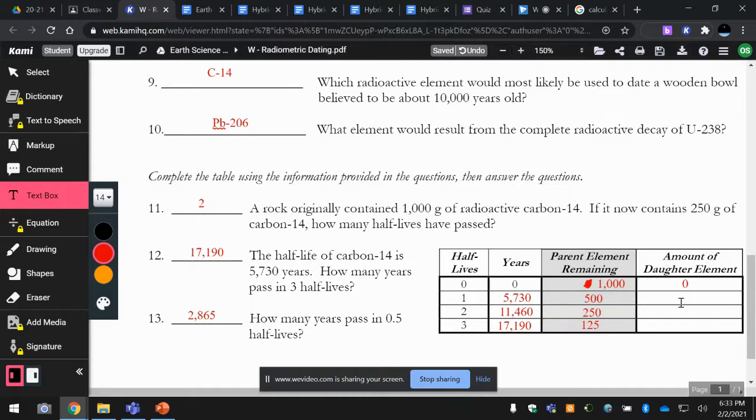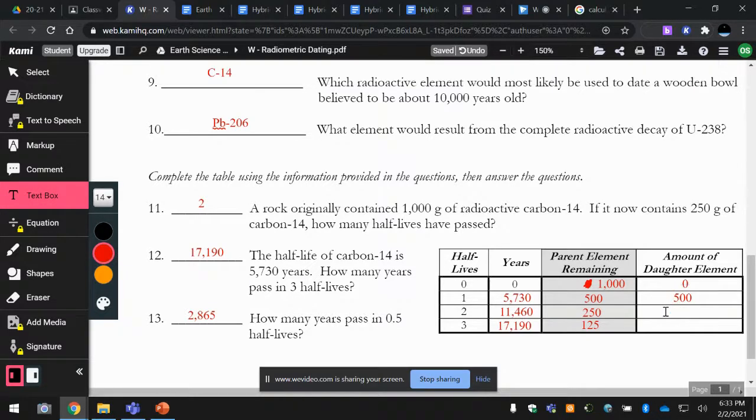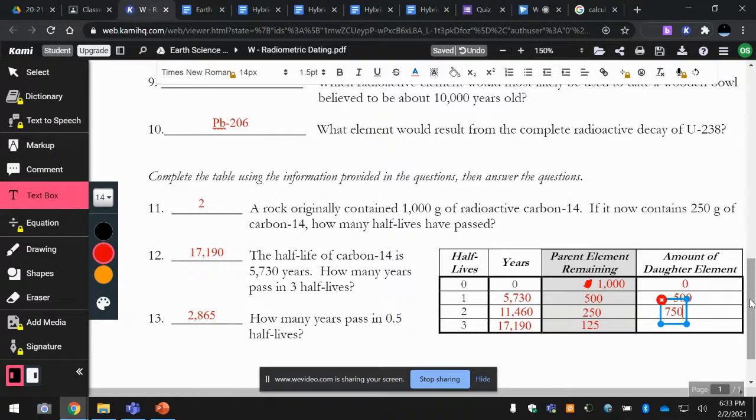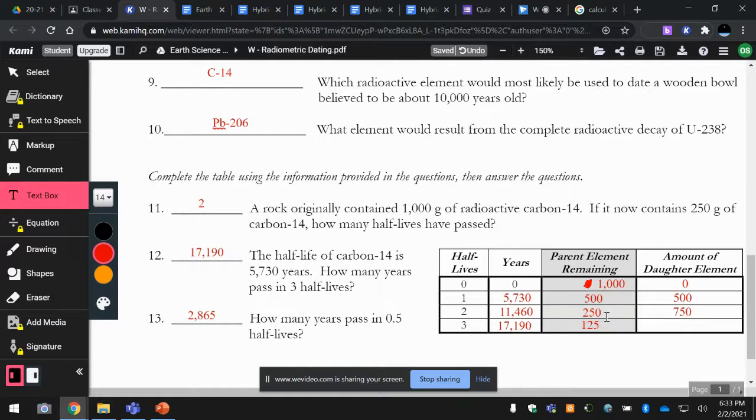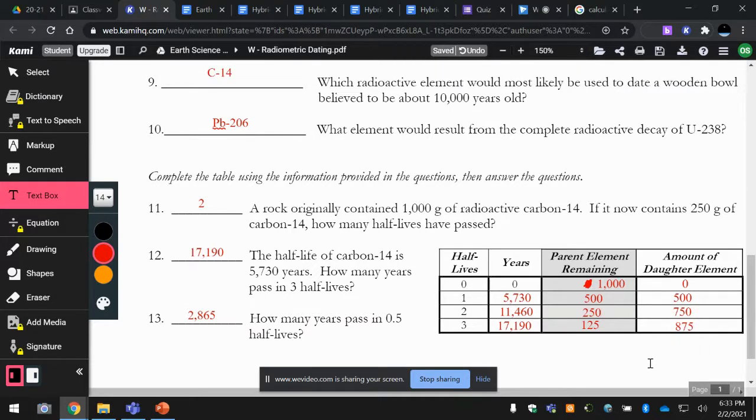Now, we didn't have to add daughter here, but if we did, every time we take in half here, we would throw the stuff that changes over into this column. So 1,000 to 500 would make 500 in this column. And then we go 500 to 250. The 250 would get added to this column. So 500 plus 250 would give us 750. And then when we go from this row to this row, 125 changes over, so we throw that 125 that changed over here, and that's 875.